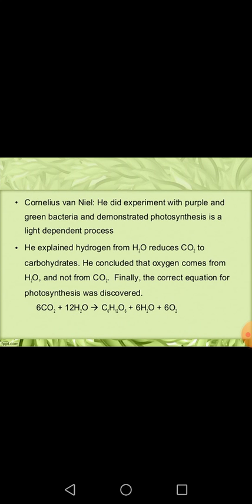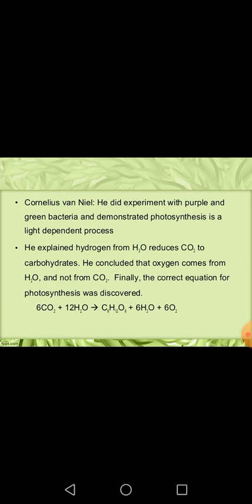And he explained that during this reaction carbon dioxide is going to be reduced. Reduction means addition of hydrogen, and this hydrogen comes from the splitting of H2O, means water is going to split and hydrogen is released, and this hydrogen released from the splitting of the water molecule reduces carbon dioxide and forms carbohydrate, and the oxygen is released into the atmosphere as oxygen gas. So finally he concluded that the oxygen which is released into the atmosphere during photosynthesis comes from water, not from carbon dioxide.